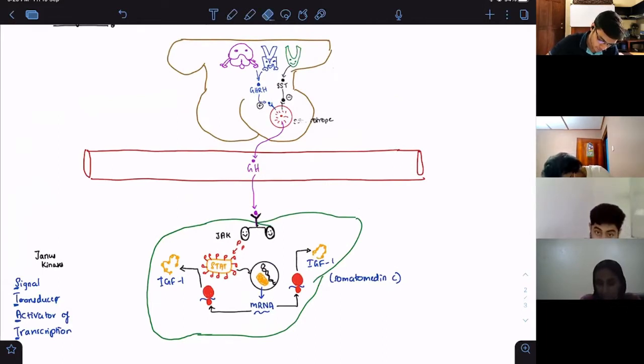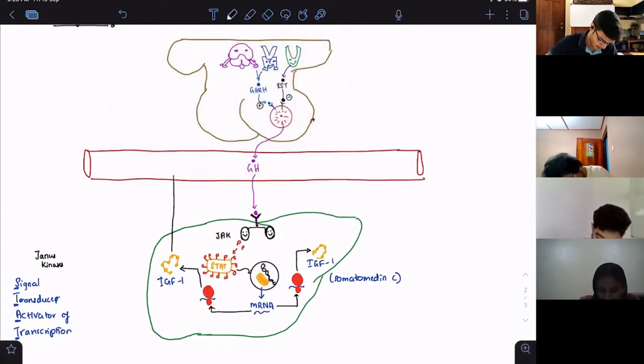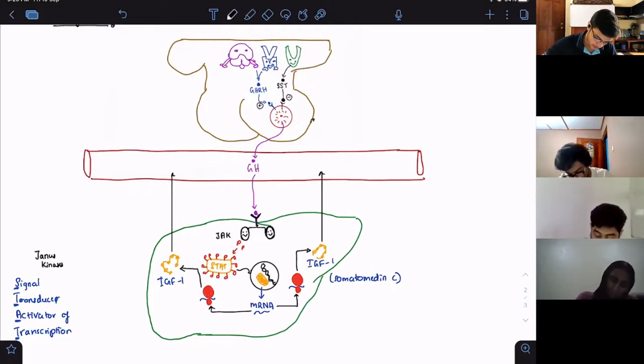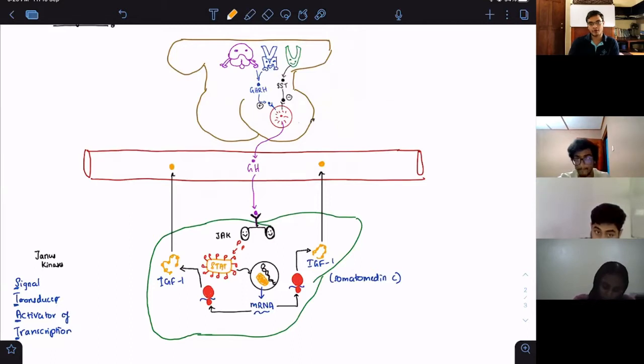What happens to IGF-1, guys? IGF-1 is brought into the blood. I will just draw it as a ball. Now, what do we have? Growth hormone is in the blood, and IGF-1 also is in the blood. This is how the production part happens.